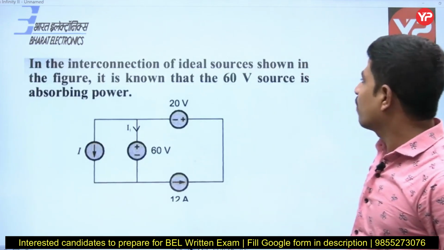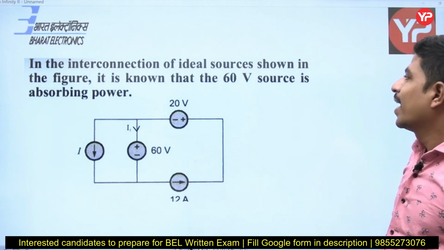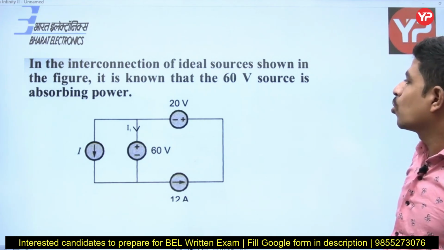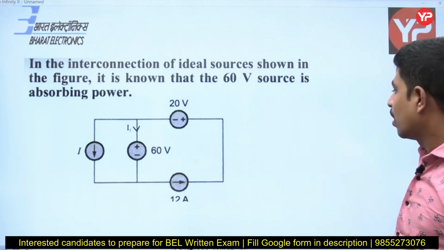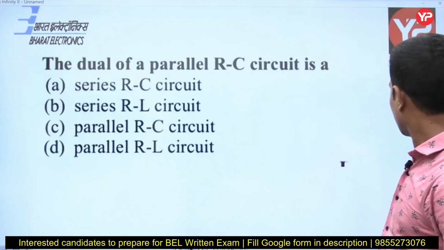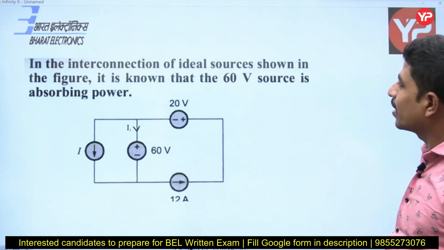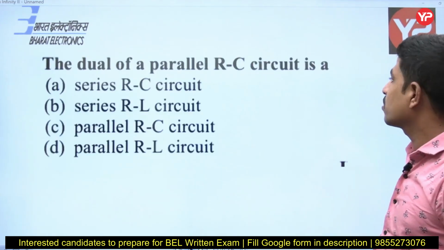In the interconnection of ideal voltage sources shown in figure, it is known that the 60 volt source is absorbing power. Okay, what about the question? Some statement is missing. Leave this question please. Let's go to the next question.